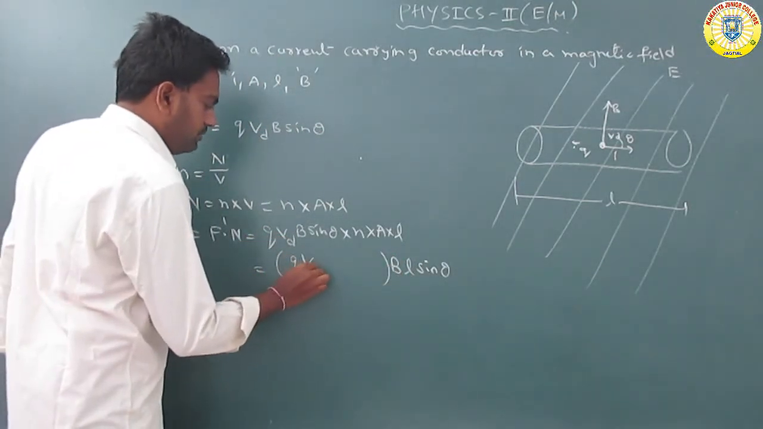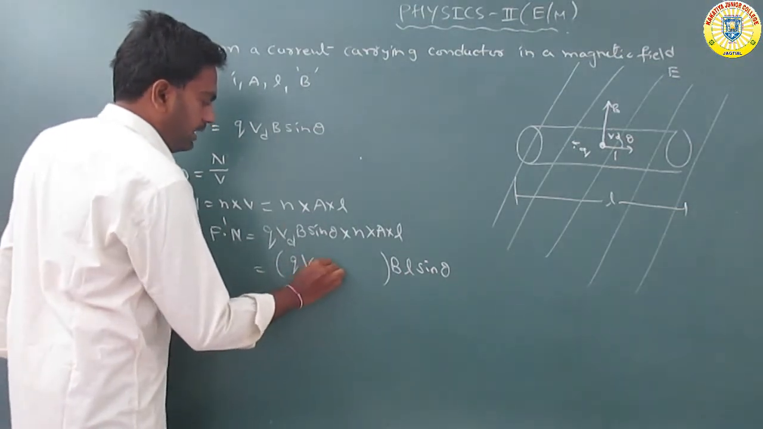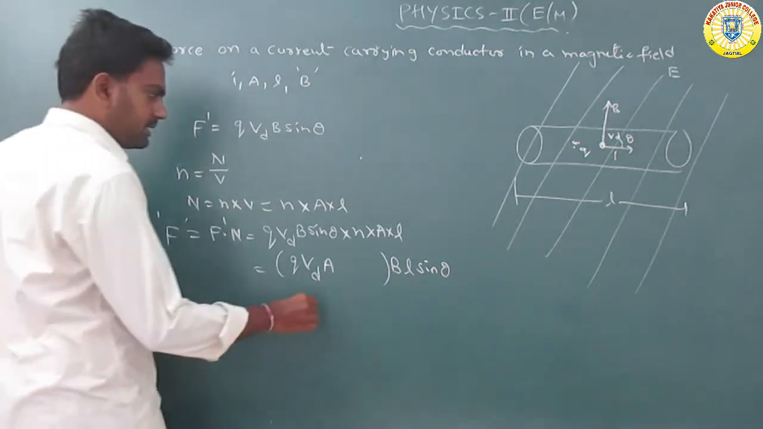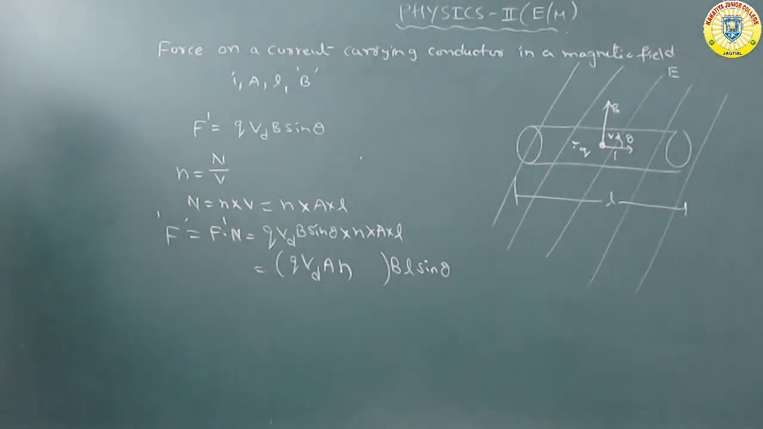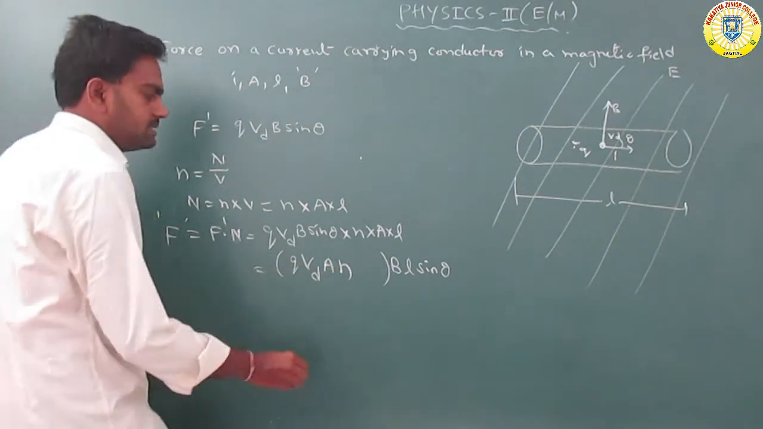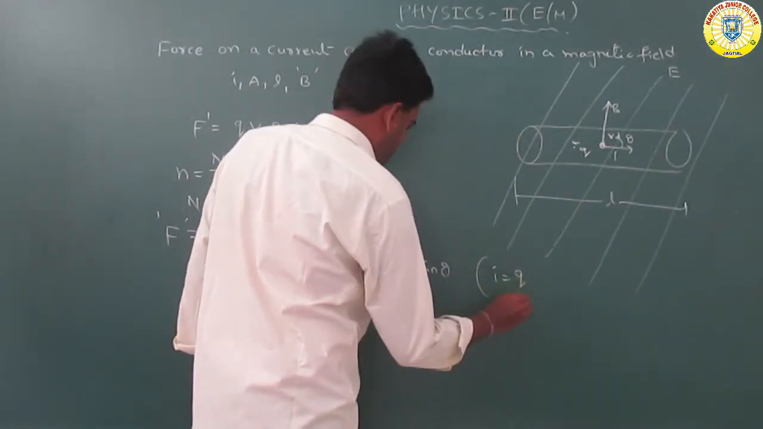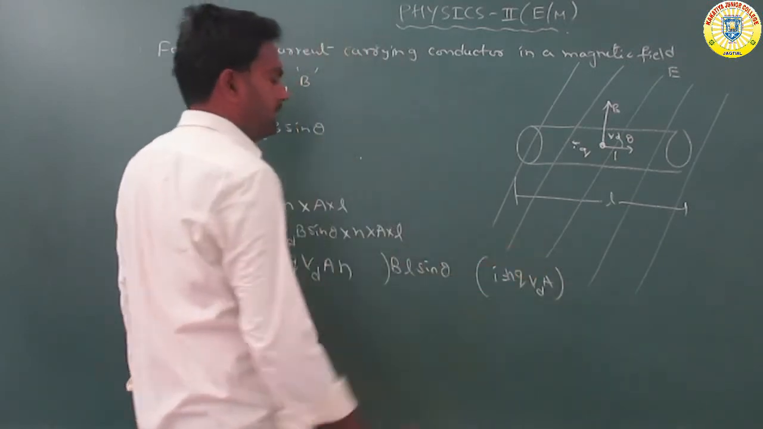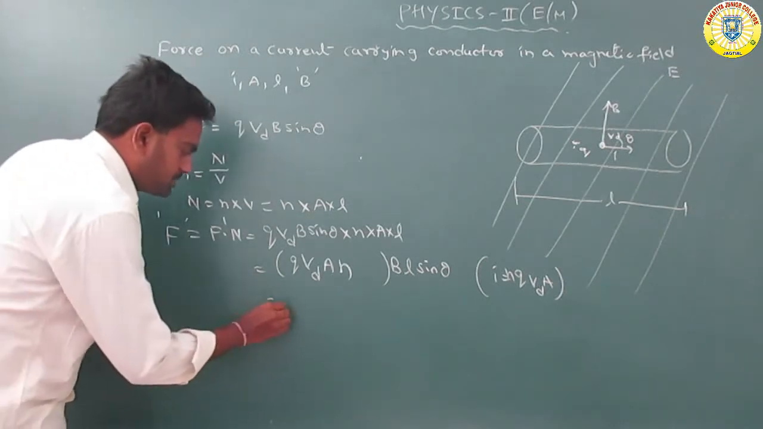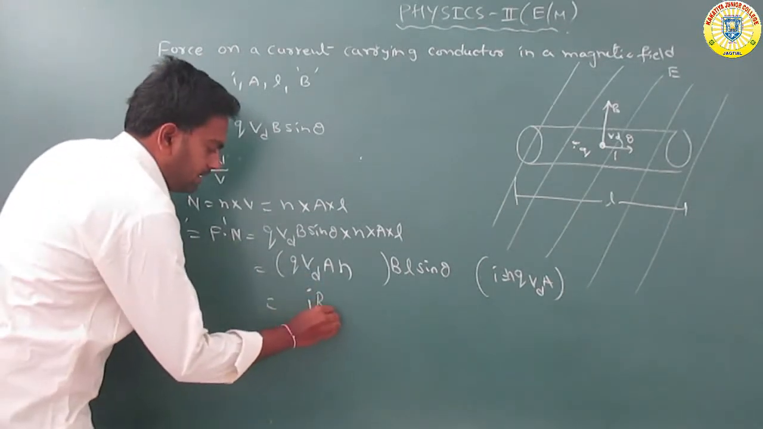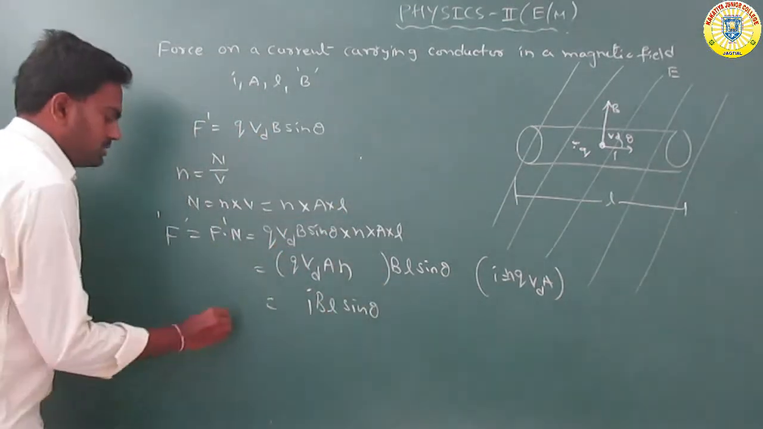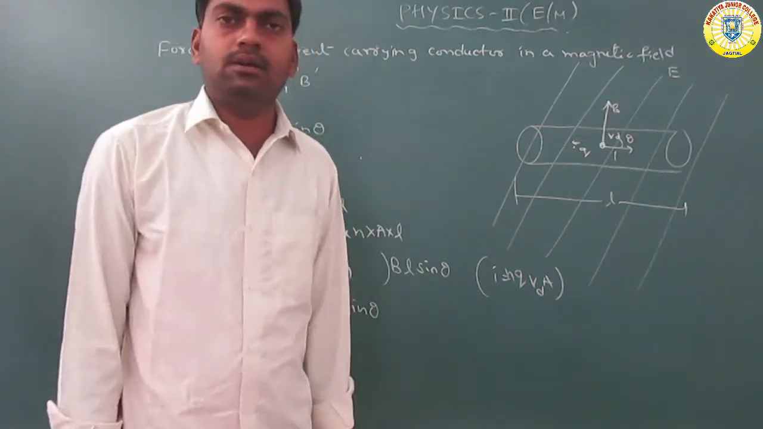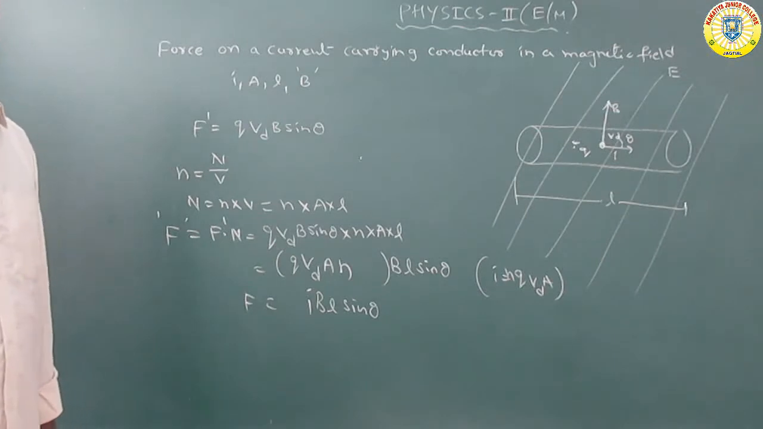So Q, Vd, n and A together give the current. I is equal to Q Vd n A, which is called the current. Now substituting the current I, we get F equal to I B L sine theta. This is the net force acting on the conductor: I B L sine theta.